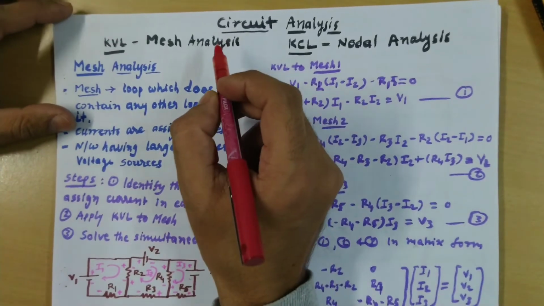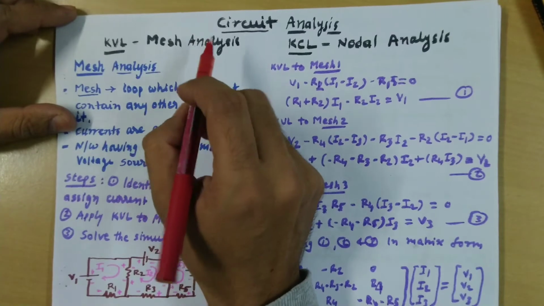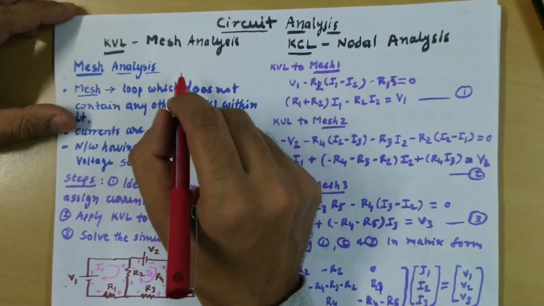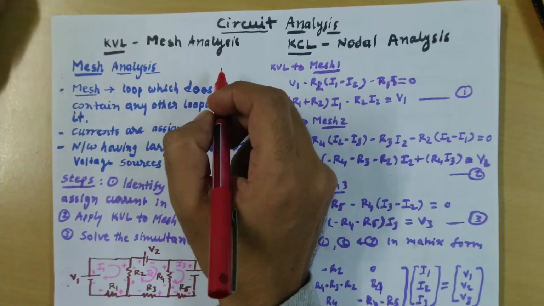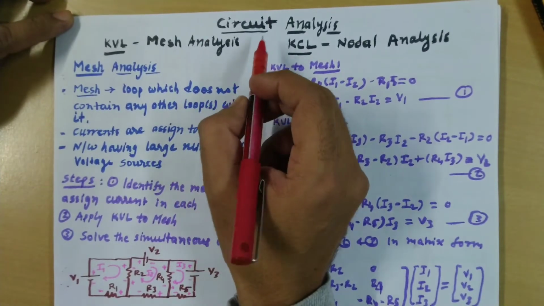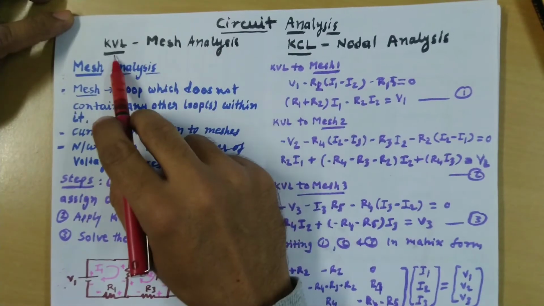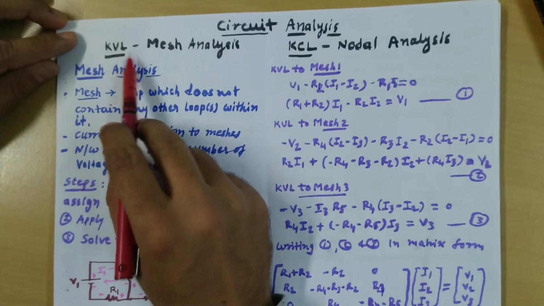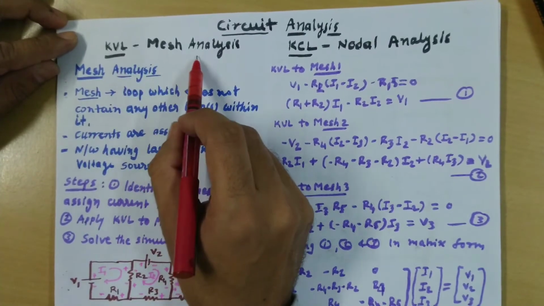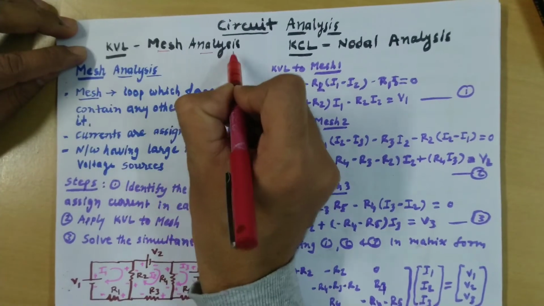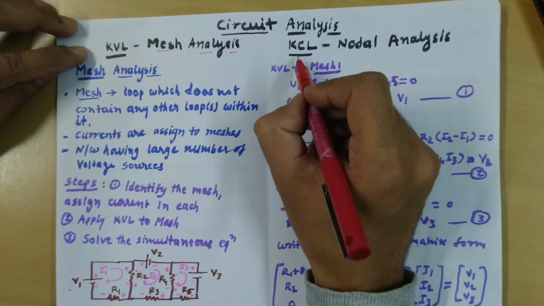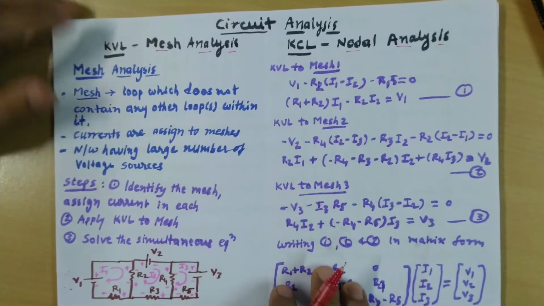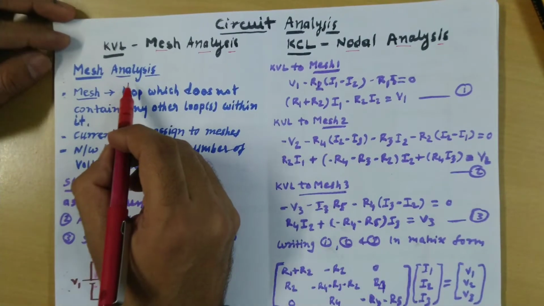Based on Kirchhoff's current law and voltage law, there are two methods of circuit analysis. The method which is based on Kirchhoff's voltage law is called the mesh analysis method, and the method which is based on Kirchhoff's current law is called the nodal analysis method. First we will study mesh analysis.